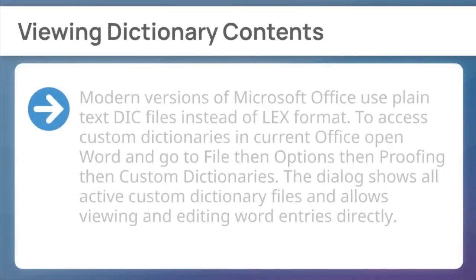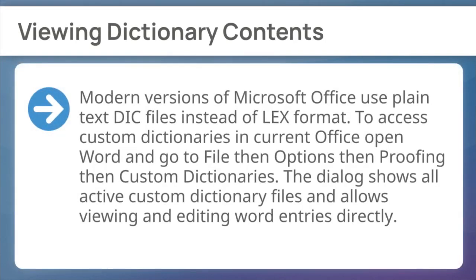First, viewing dictionary contents. Modern versions of Microsoft Office use plain text DIC files instead of LEX format. To access custom dictionaries in current Office, open Word and go to File, then Options, then Proofing, then Custom Dictionaries. The dialog shows all active custom dictionary files and allows viewing and editing word entries directly.